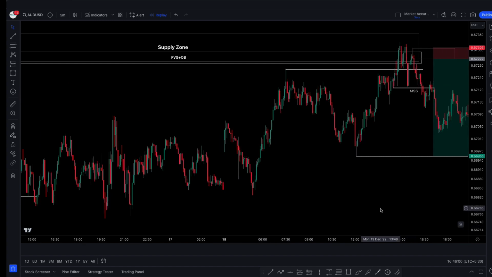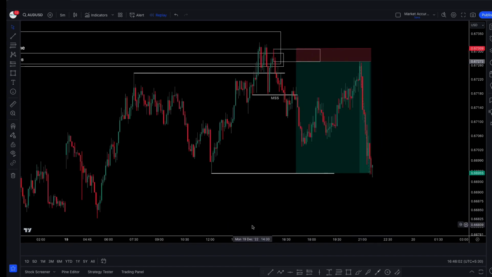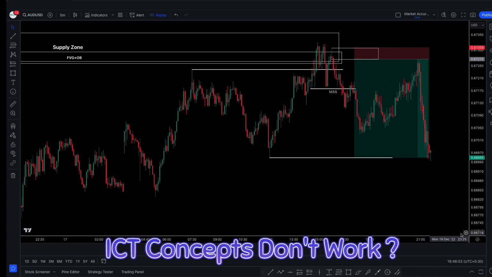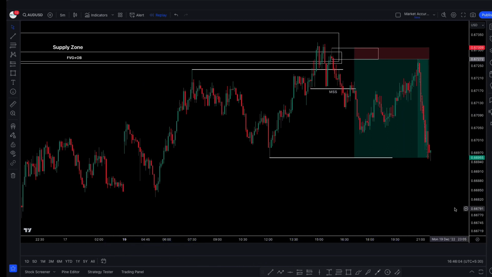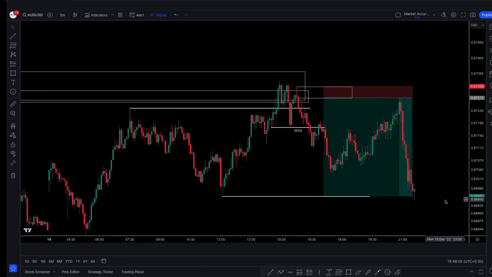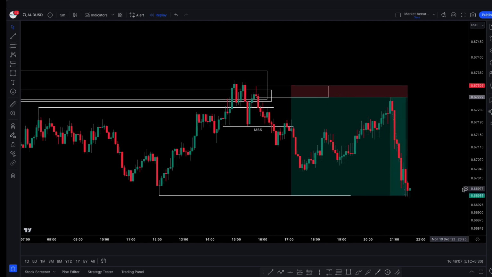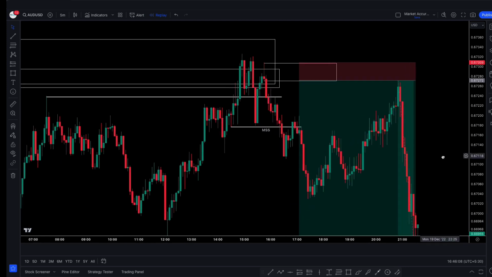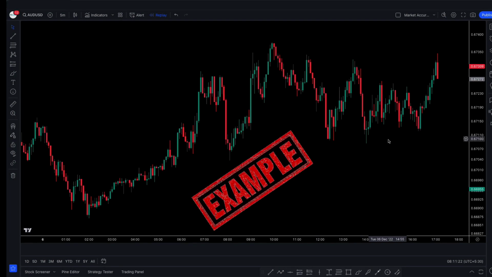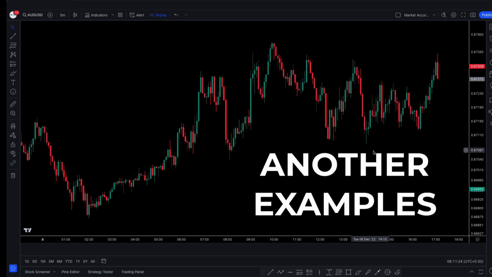Look at the precision. Okay, so there are some people who say, like, ICT concepts don't work. I mean, explain this, right? Look at this precision. It's just not a scam, it really does work. So I will give you guys another example. So we have another example here.